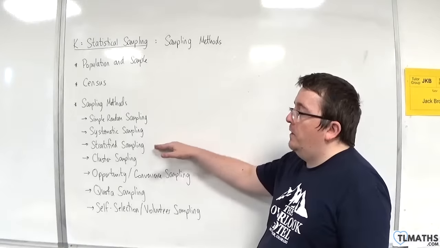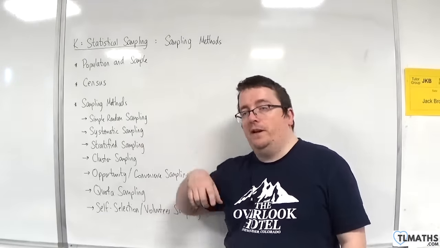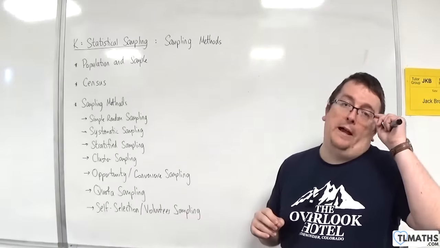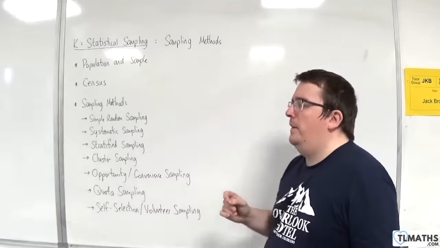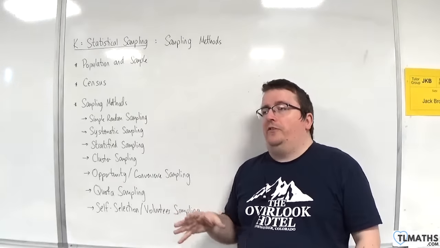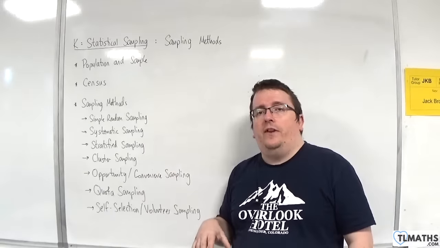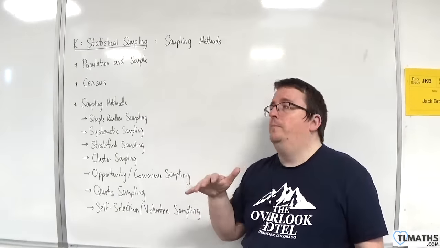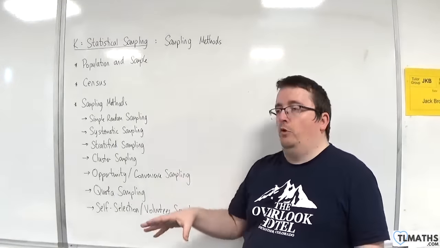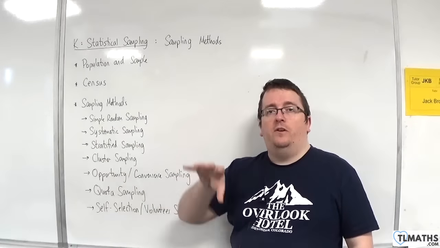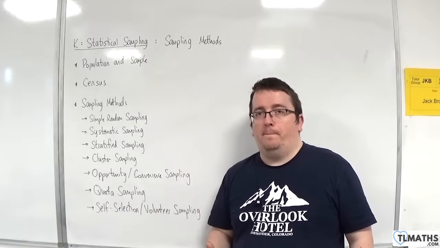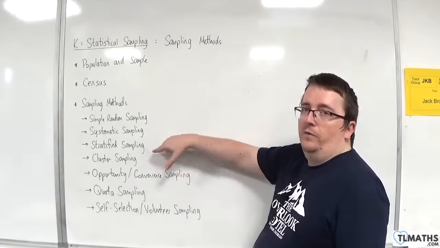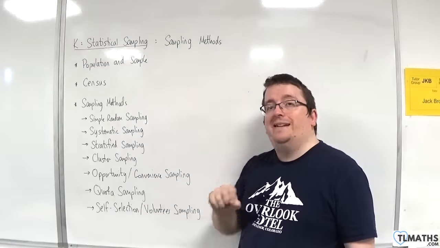Stratified sampling. You've got your list of your population, and they split up nicely into groups. For example, you've got students at a sixth form college, year 12 and year 13. They are distinct groups, they don't overlap. And then you say, right, I want a proportional representation of how many people from year 12 and year 13 complete my questionnaire. So you have non-overlapping groups that you're then able to proportionally select a sample from.